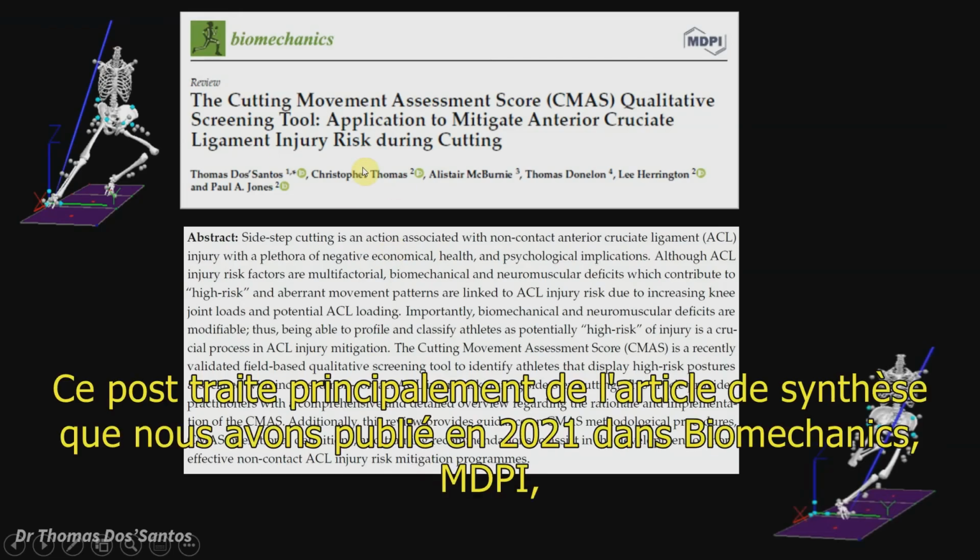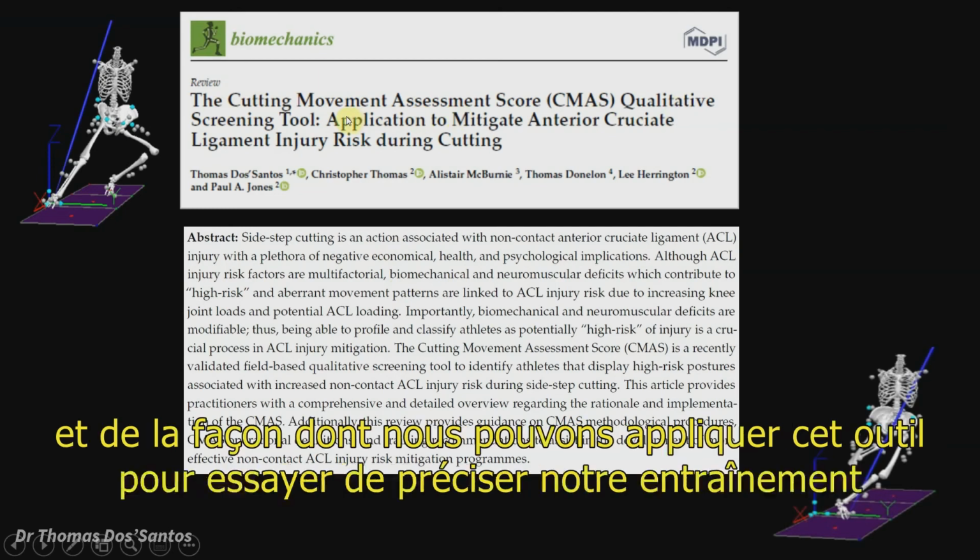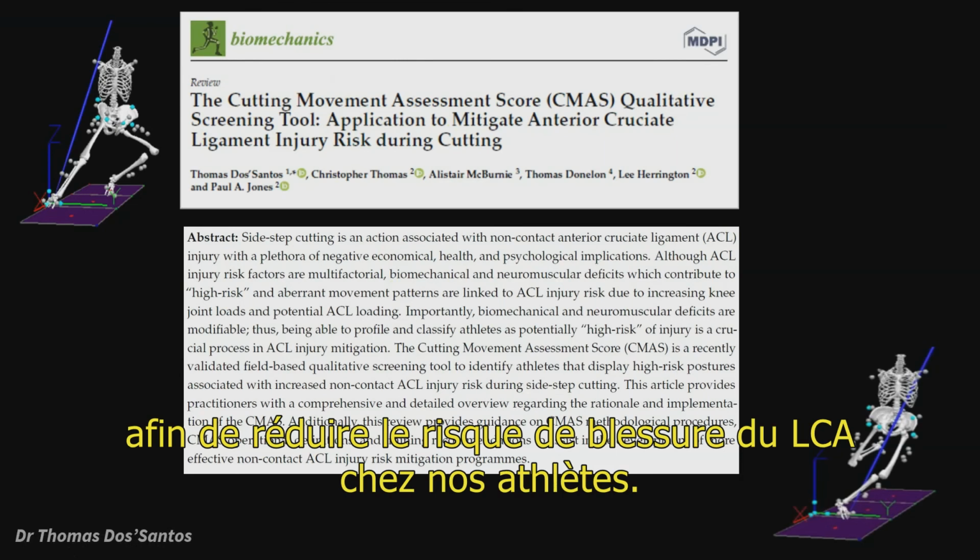So this blog is mainly discussing this review article that we published in 2021. It is published in Biomechanics, MDPI, and it covers the cutting movement assessment score qualitative screening tool and how we can apply this to inform our training to try and mitigate ACL injury risk in our athletes.